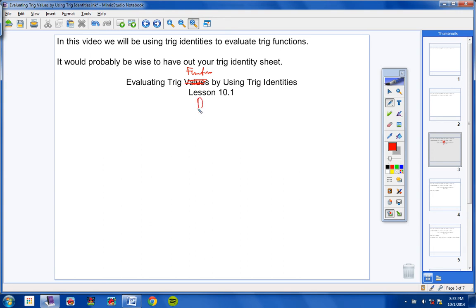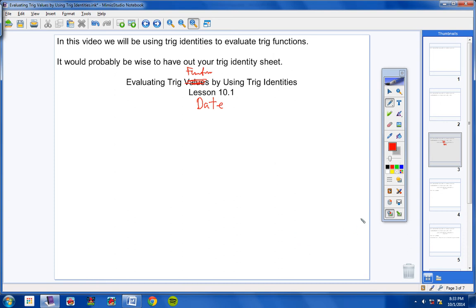The lesson number is 10.1, and be sure and include today's date. So I'll pause a second while you copy all this down. Evaluating trig functions by using trig identities, lesson 10.1, and be sure and include today's date. And let's roll. This will be a very short video.